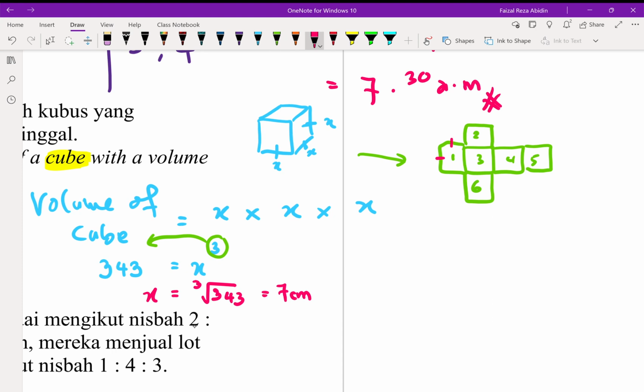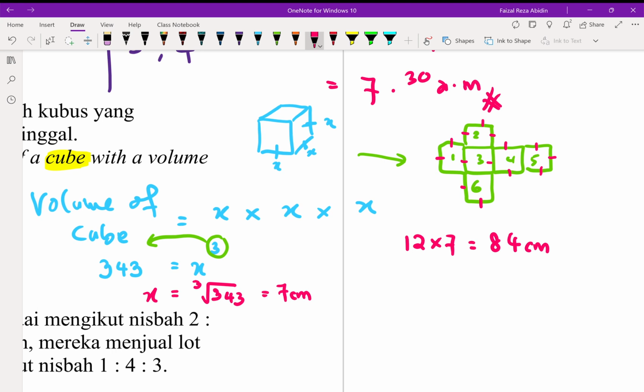7, 7, 7, 7, 7, 7, 7. So how many 7 you got here? 1, 2, 3, 4, 5, 6, 7, 8, 9. 12, isn't it? 12. There, your friends count already. You are going to get 12 times by 7. So, the wire that you are going to use is 84 centimeter.